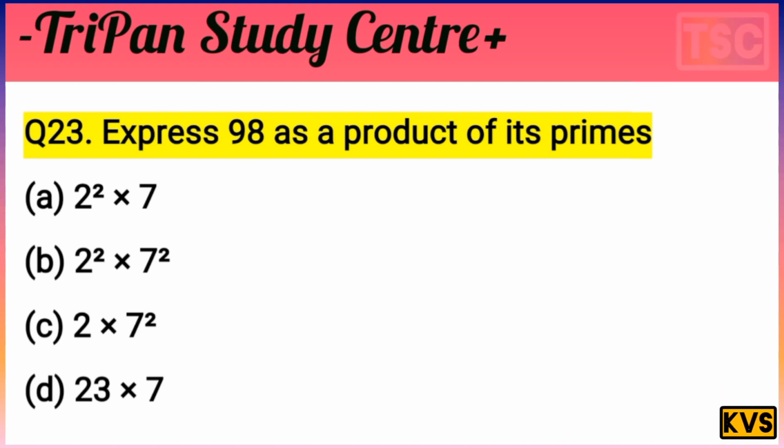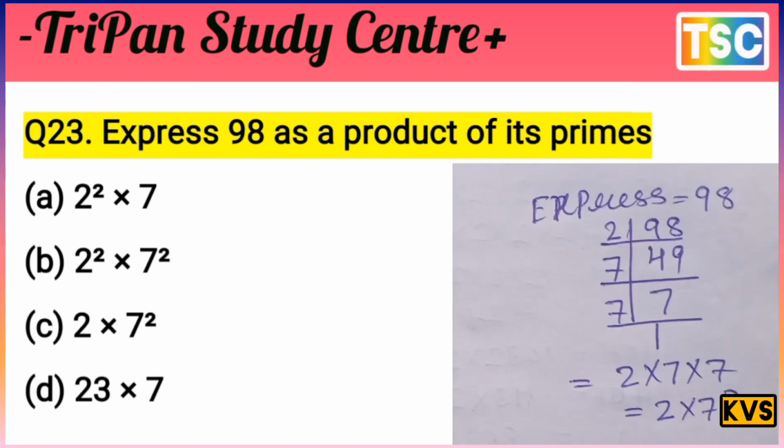That's important, but calculating it yourself is also important. On your notebook, I give you a few seconds to solve this question. You must have a thought of your answer. Let's see what the answer is. The question is clear: express 98 as a product of its prime numbers.